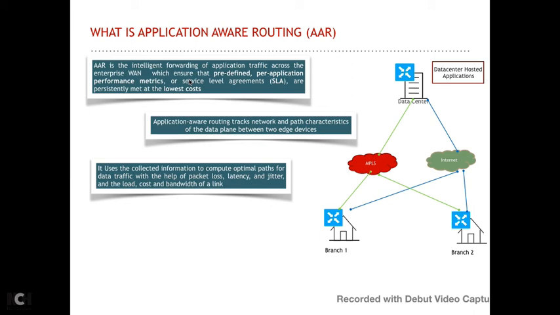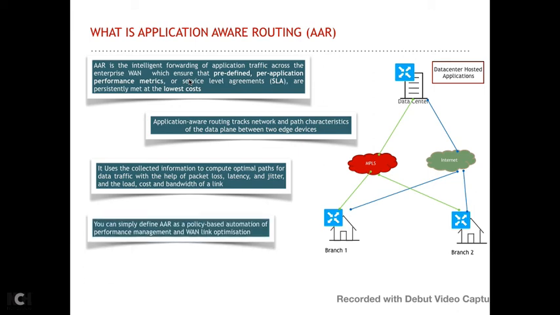So BFD packets run between your point-to-point boxes, and capture your round trip time, which helps to calculate your packet loss, latency and jitter, etc. Application aware routing simply acts on all those things that BFD has gathered for it. So that's why you can simply define application aware routing as a policy based automation of performance management.